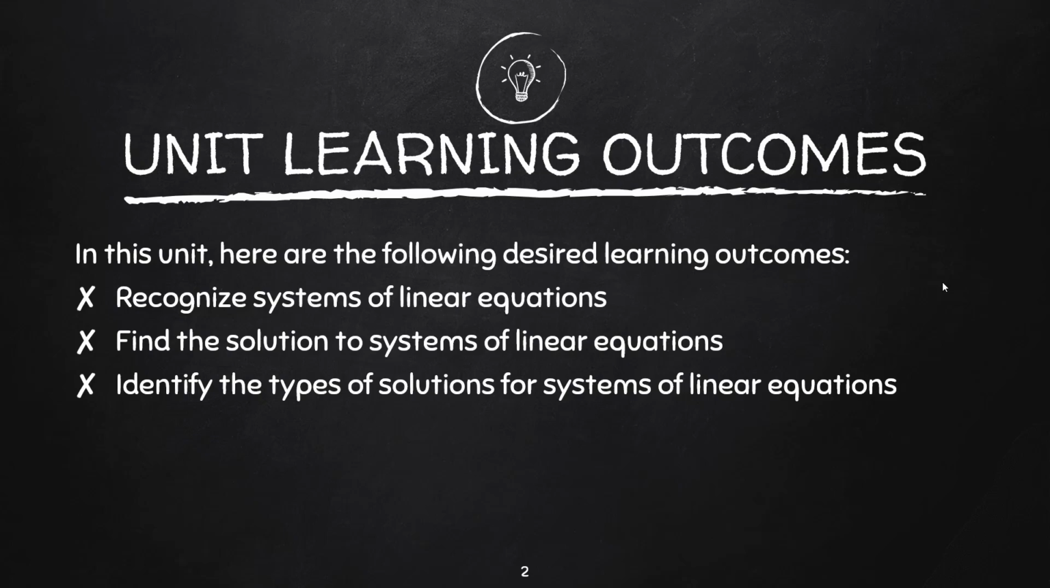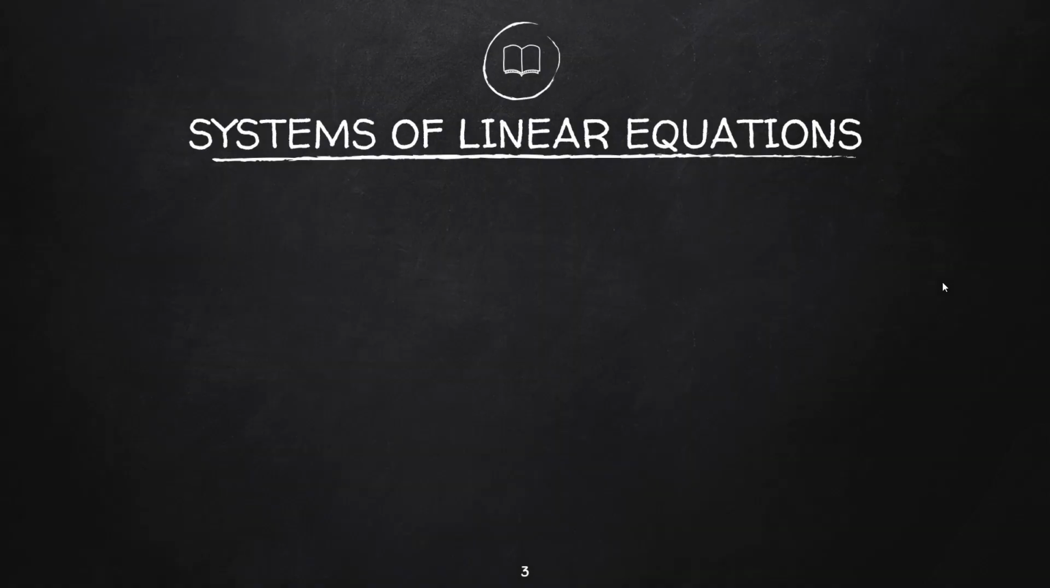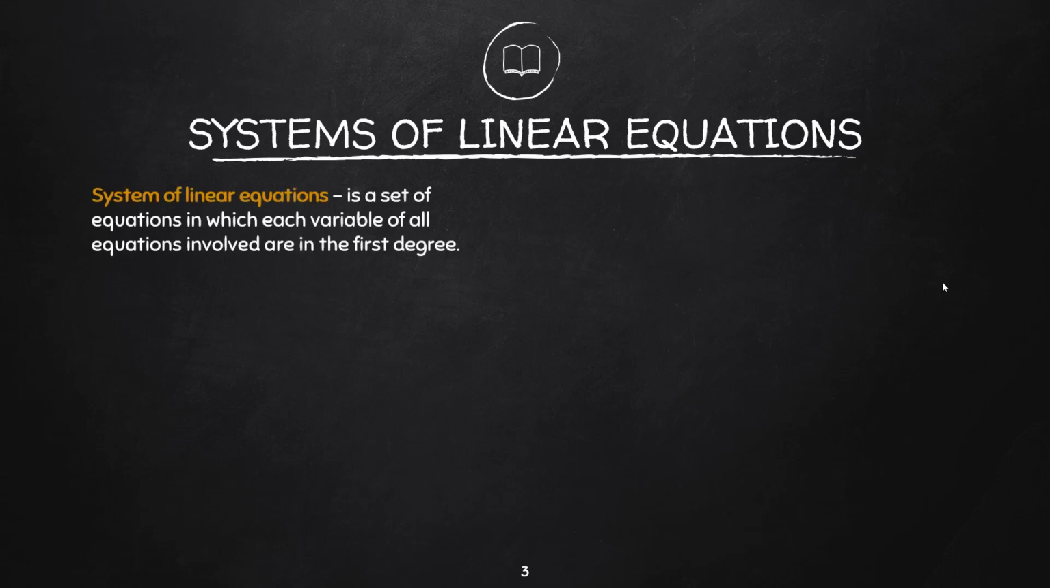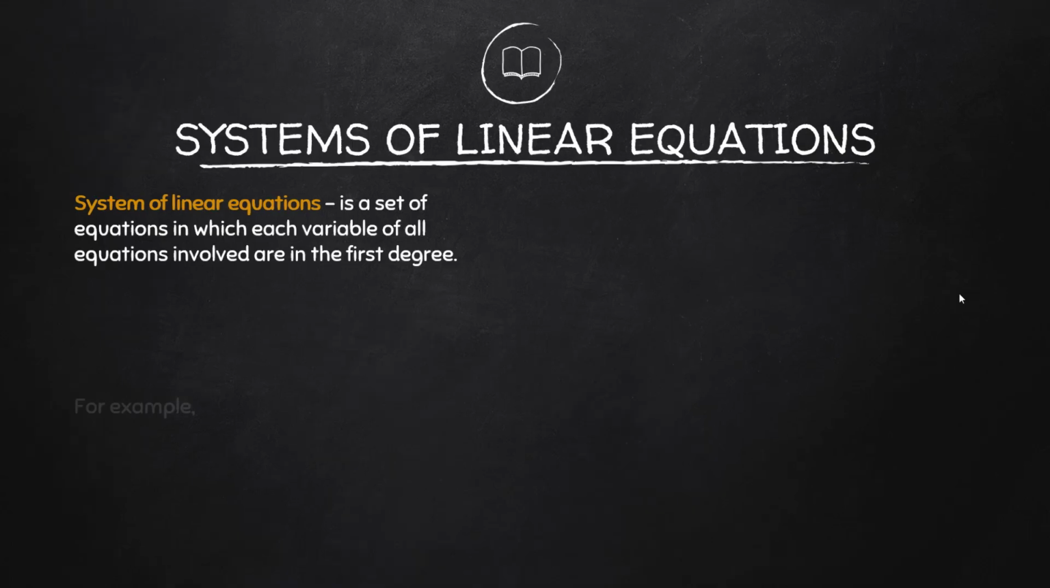In this video, we are going to talk about systems of linear equations. When we say systems of linear equations, these are a set of equations in which each variable of all equations involved are in the first degree. An example of this is x plus y equal to 3 and 2x plus y equal to 4. This system of linear equations has two variables, x and y, and each of these variables, which are involved in both of the equations, are in the first degree, or they are raised to positive 1. So that is an example of a system of linear equations.